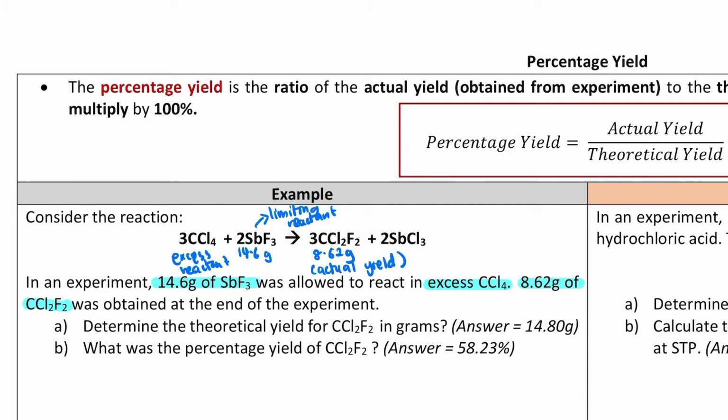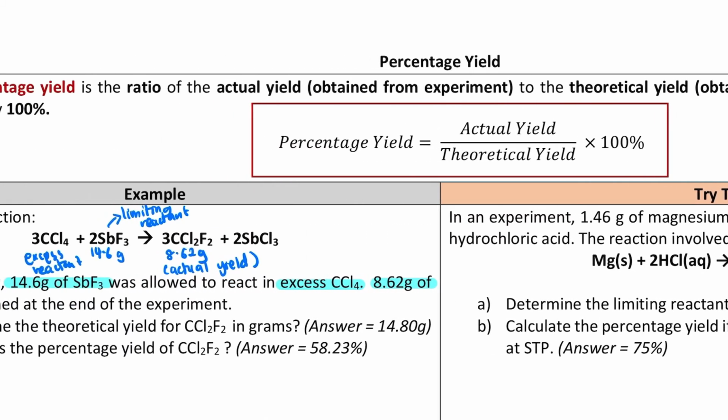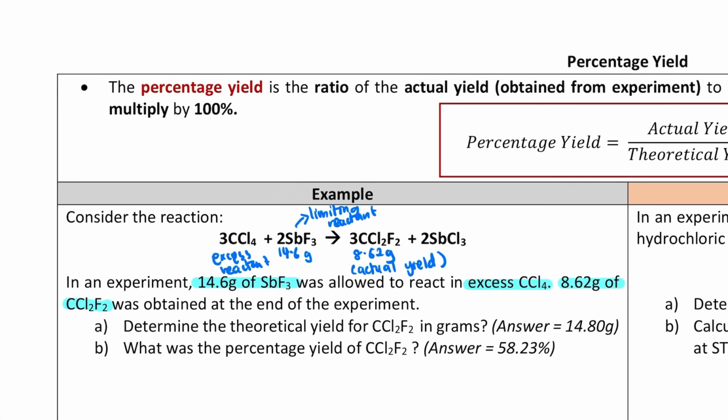So tadi saya cakap theoretical yield, cara nak obtain dia adalah from stoichiometric calculation. Stoichiometric calculation ni yang compare tu lah. Okay, so this is not something new. Actually kita dah boleh determine daripada kita belajar limiting reactant lagi. Sebab tu dekat sini ada limiting reactant. Okay, sebab this limiting reactant will be used as reference to determine the theoretical yield of CCl2F2.